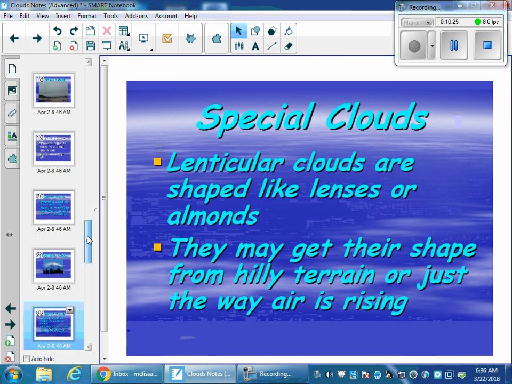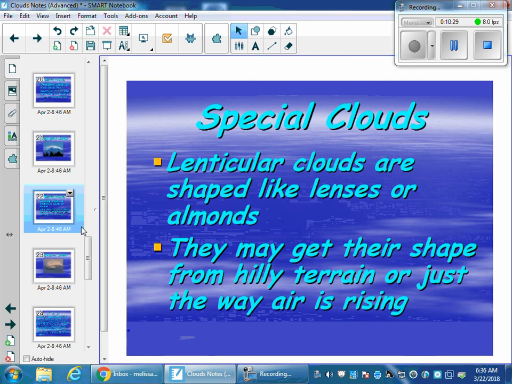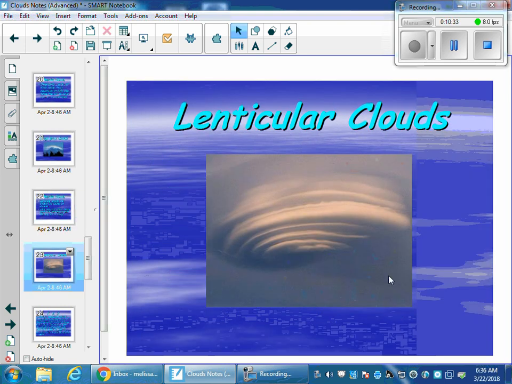Lenticular clouds are shaped like lenses or almonds, and they get their shape from hilly terrain or the way that the air is rising. They look kind of like this, different from some of the other clouds that you might see.